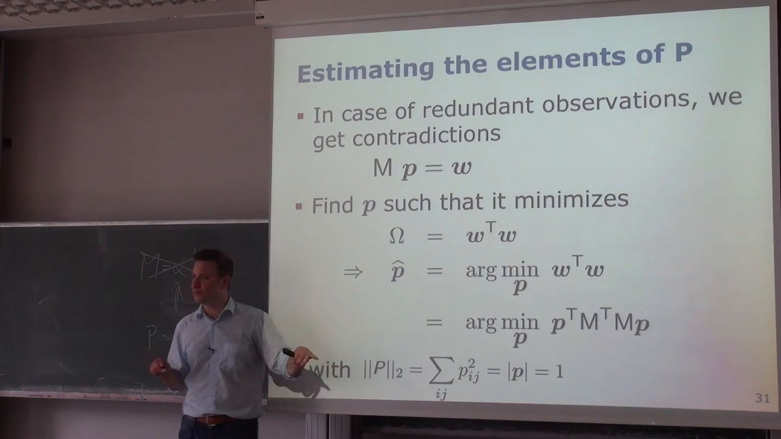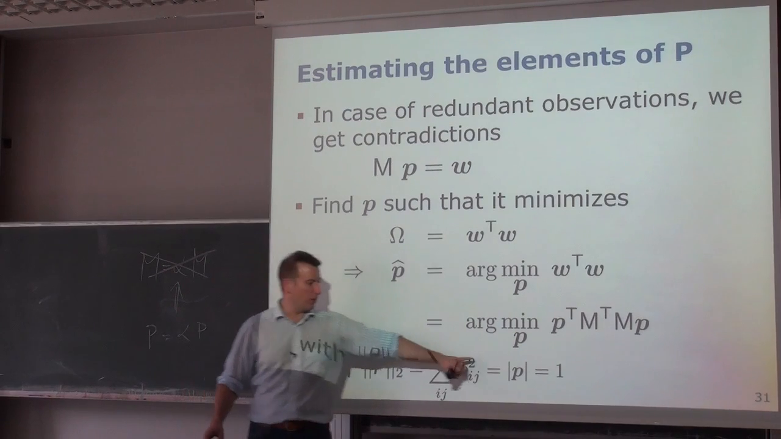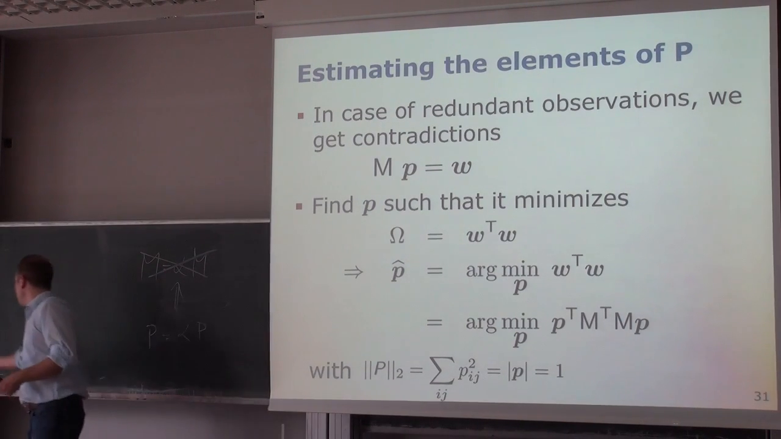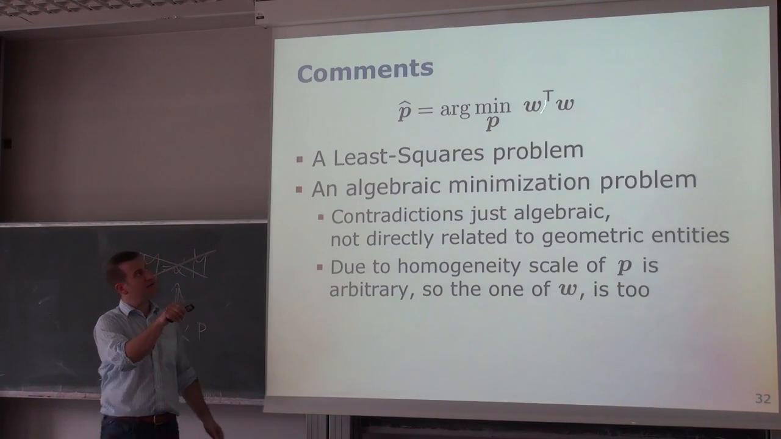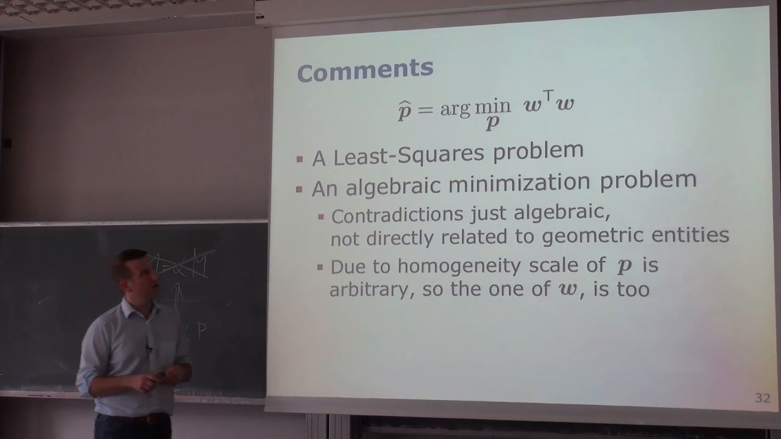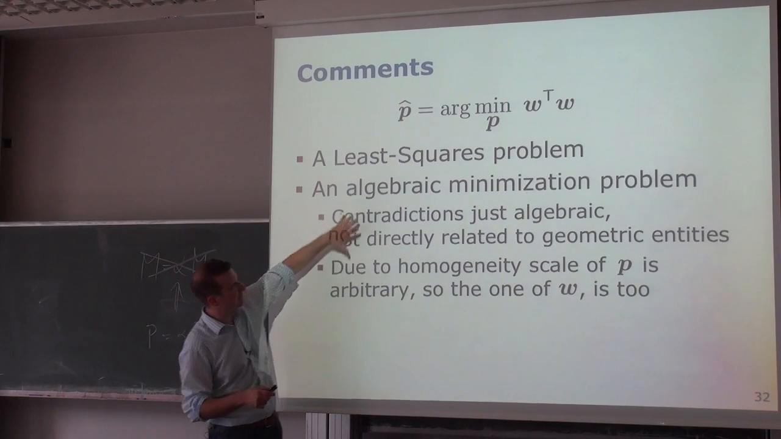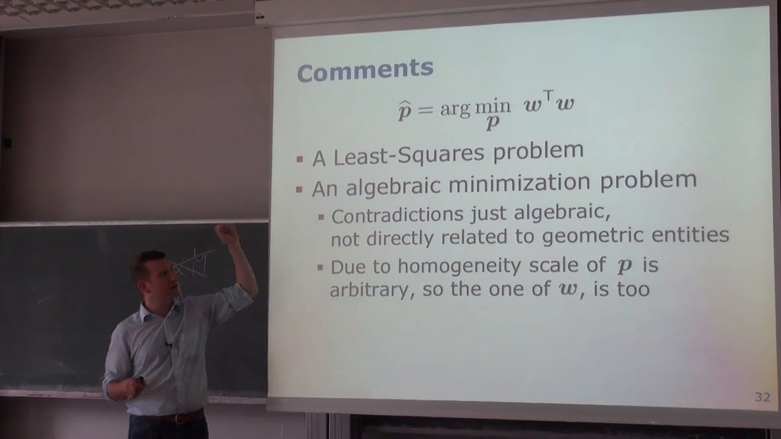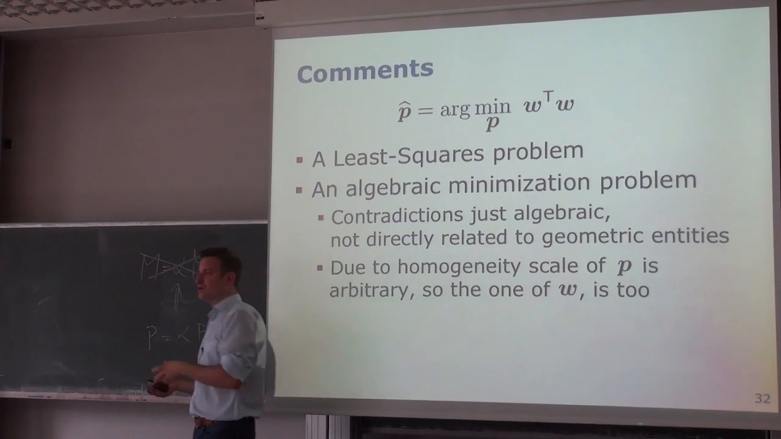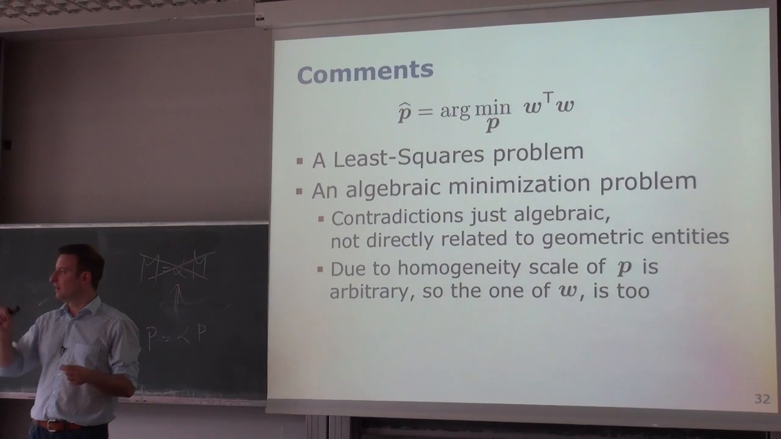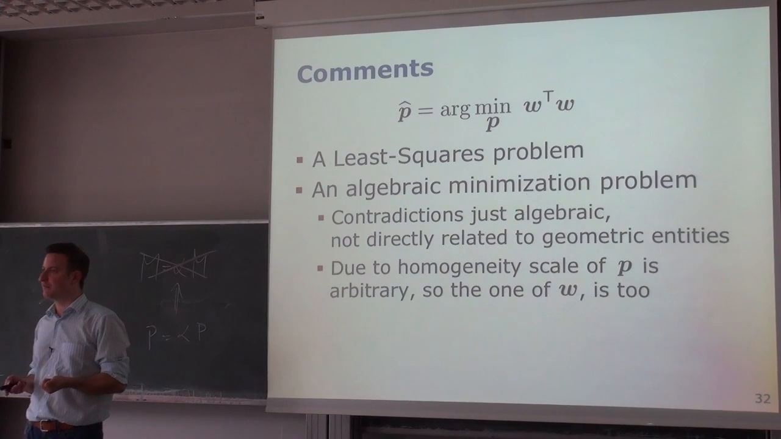So I add the additional constraint that we fix the normalization, and this is by requiring that the norm equals 1. This is one way for fixing the scale. So what we do is we have to solve a least squares problem, but it's a so-called algebraic minimization. So there's no direct geometric relation to the errors in pixels that I have, because we have this scaling in there. We need to fix this scale parameter at some point.